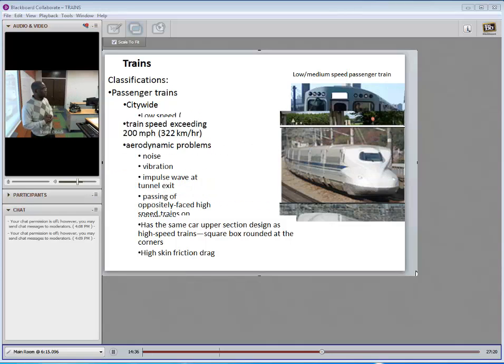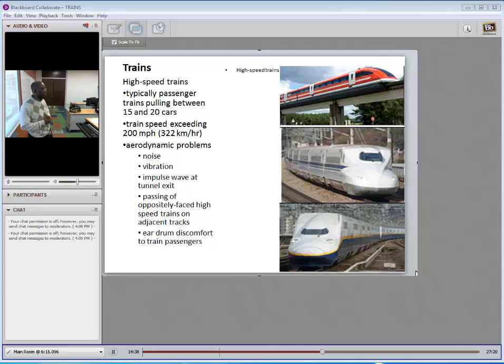High-speed trains are typically passenger trains pulling between 15 to 20 cars, and have speed, in some cases, exceeding 200 miles per hour. It becomes very high speed, very high speed subsonic flow. Now, the high speed is great. It takes the passenger to where the passenger wants to get to right away. These are examples of high-speed trains. Only problem is there are challenges that accompany the high speed.